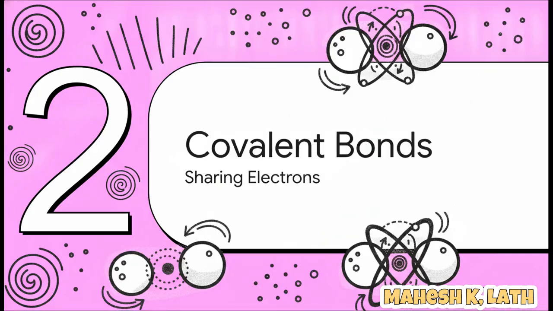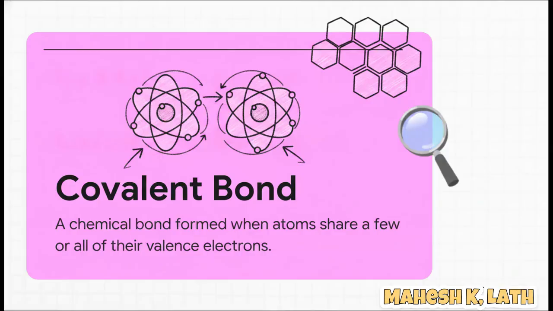Which brings us to Section 2, covalent bonds and sharing electrons. Think of a covalent bond as atoms agreeing to pool their resources. Every atom's ultimate goal is to have a completely full, stable outer shell of electrons. Those are called the valence electrons. If an atom comes up short, it can team up with a neighbor. They share electrons, so both end up totally satisfied and stable. It's a true cooperative partnership.